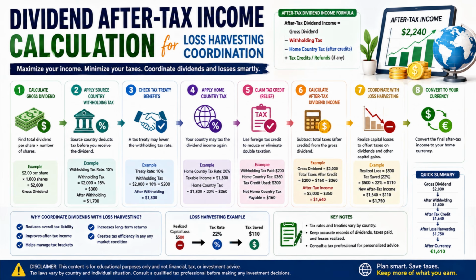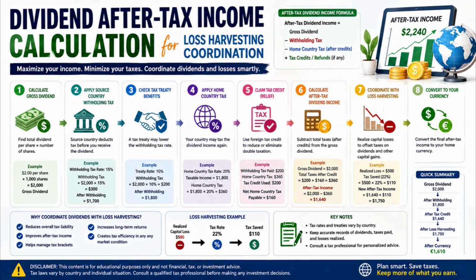Next, you need to apply source country withholding tax. In many cases, when dividends are paid from a foreign company, tax is deducted before the dividend reaches your account. For example, if the withholding tax rate is 15% on a $2,000 dividend, $300 may be deducted at source. As a result, the amount after withholding becomes $1,700.